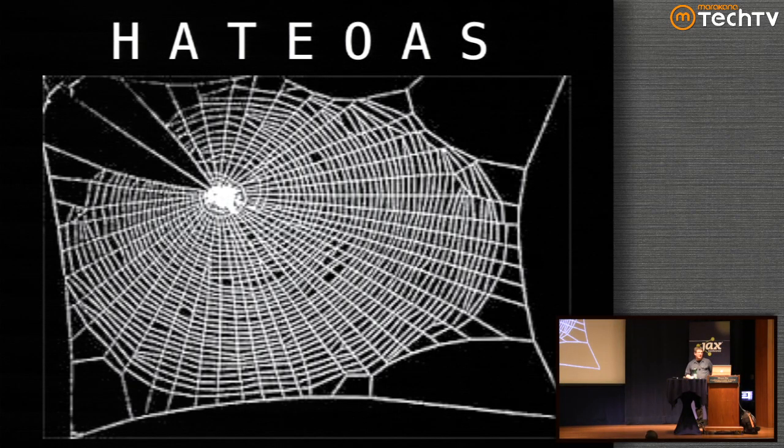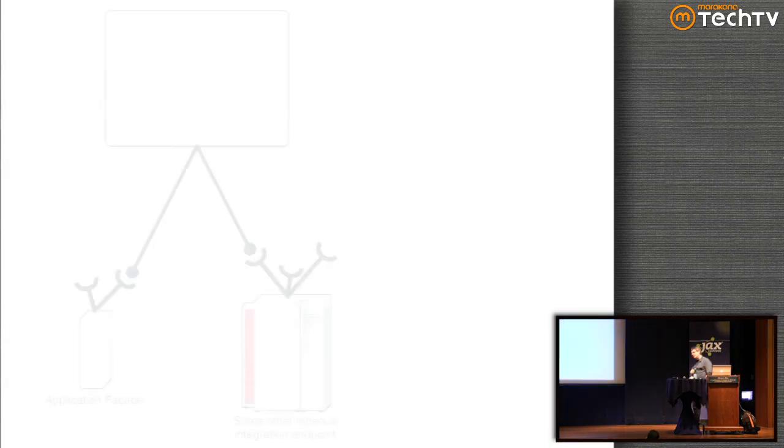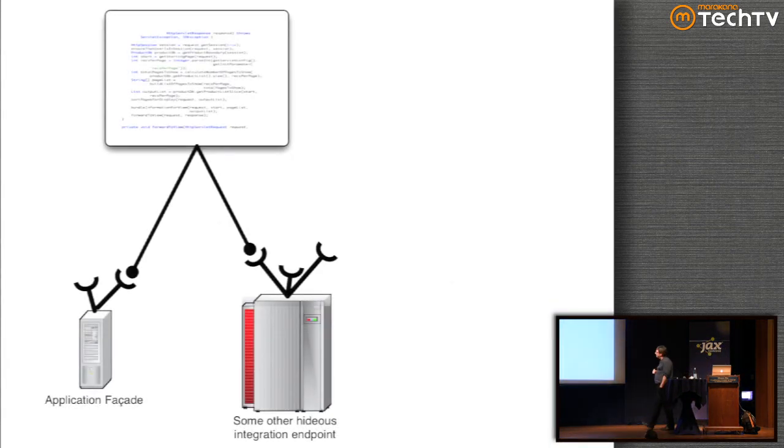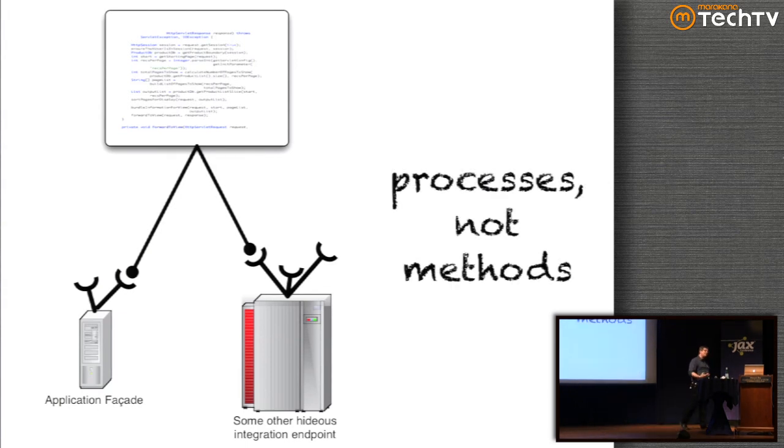That's where this HATEOAS idea comes in. And I've said that anytime you create an acronym with the word hate in it is probably not a great thing, but this is just kind of a side effect. It really is an acronym that means hypermedia is the engine of application state. Here's the idea with HATEOAS, is that rather than doing integration at the method level against our models, against our server applications, let's do it at the process level instead.